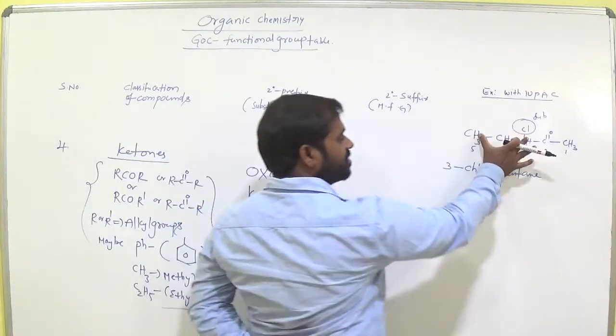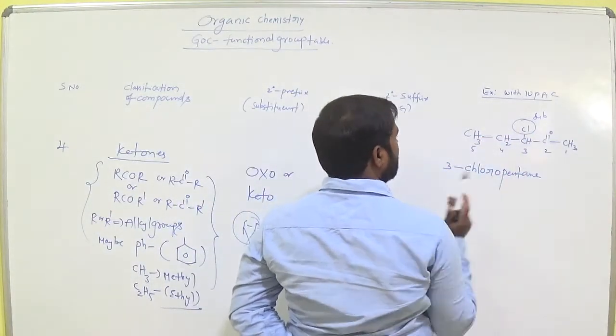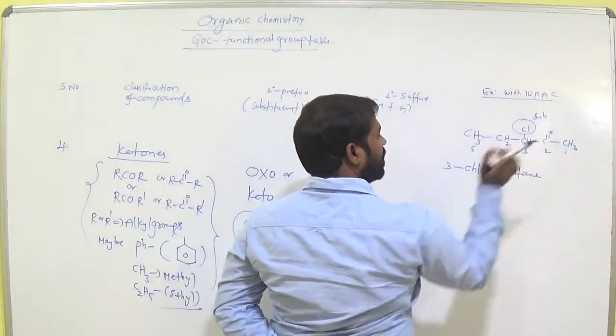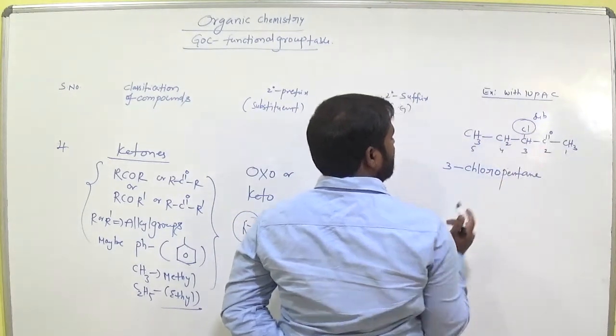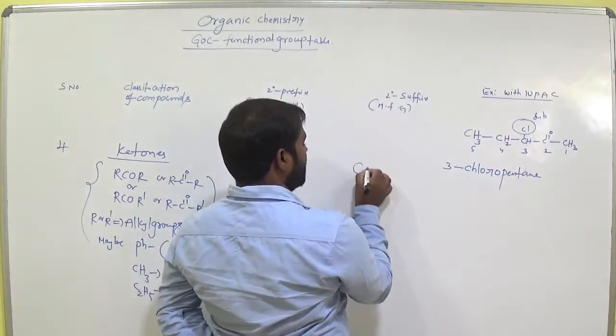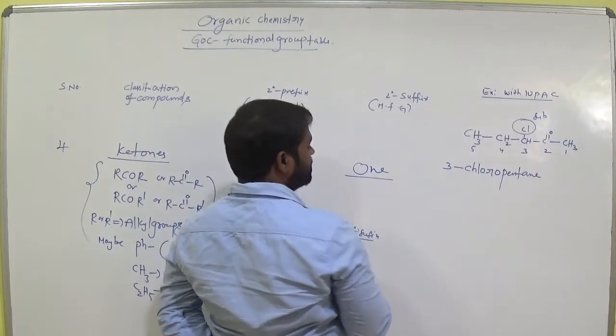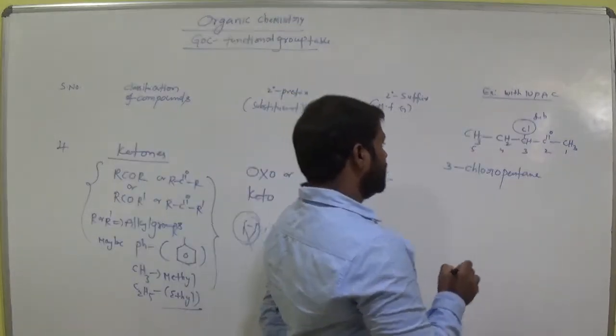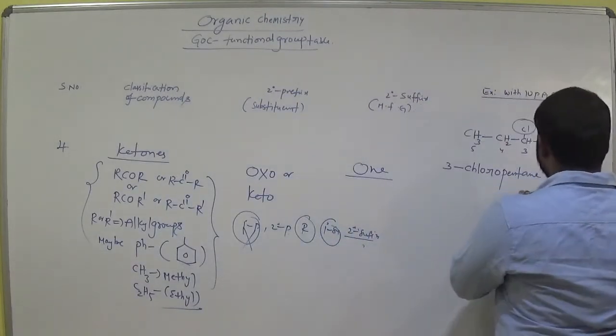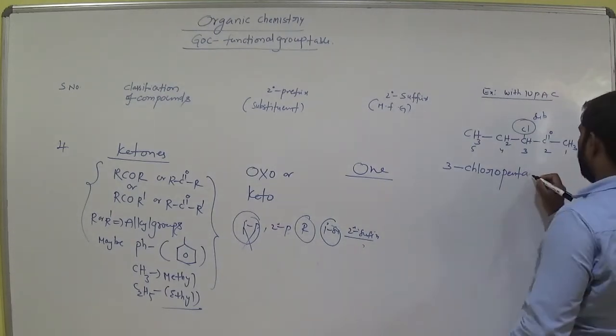Am I right? This is R, this is R dash, R-CO-R'. Both are different; this is one group, this is another group, and CO is there. So ketone is the main functional group. Then what is the secondary suffix? "one". So pentane plus one: pentanone.